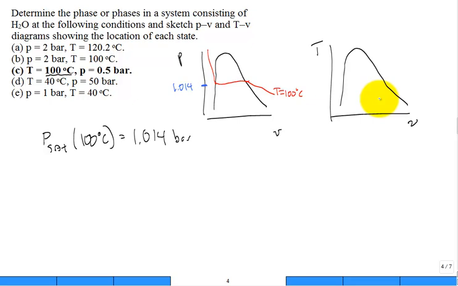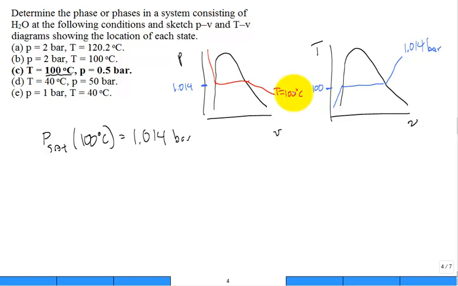All right, let's kind of sketch over here on a temperature volume diagram. So what we're going to do is, now let me do this. Let me go ahead and put a line of 1 bar, or 1.014. Here, let me do it that way. It comes up, hits this value, comes across. So if it's at 1.014 bar constant pressure, it changed phase at 100 degrees C.